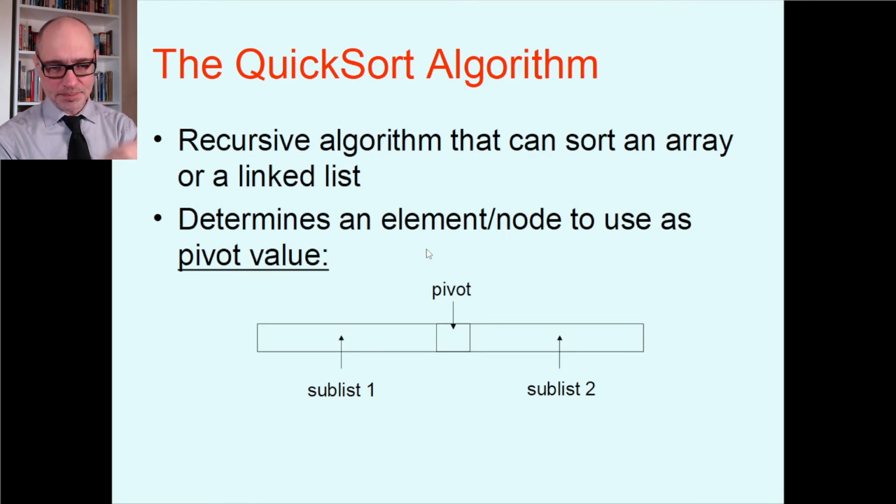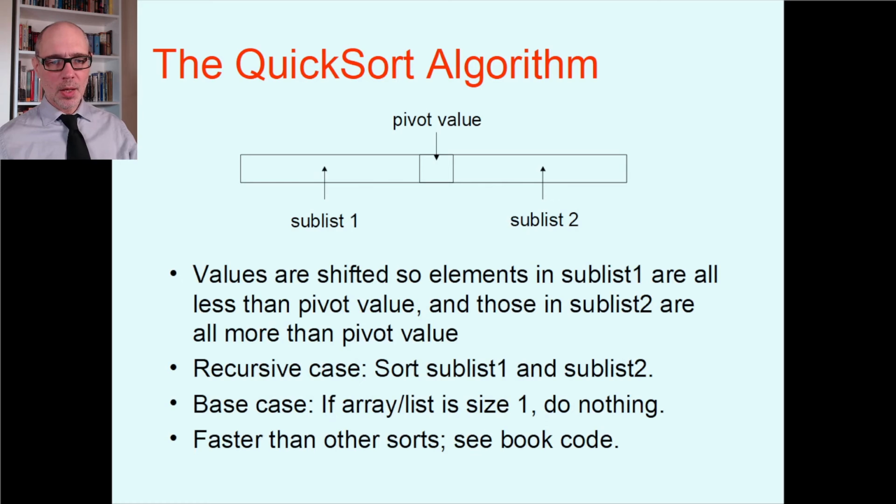And the basic idea is first of all, it determines an element or a node maybe somewhere. I mean, it kind of doesn't really matter where, maybe in the middle, could be elsewhere, called the pivot value. And we're going to consider all the stuff that comes before it, we'll call that sublist 1, and all the stuff that comes after it is sublist 2. Either whether this is array again, or it could be a linked list, doesn't really matter. And then what happens is, having determined that pivot value, here's where the magic is, the values are shifted so that all the elements in sublist 1 are all less than the pivot value, and all the stuff in sublist 2 are all more than the pivot value.